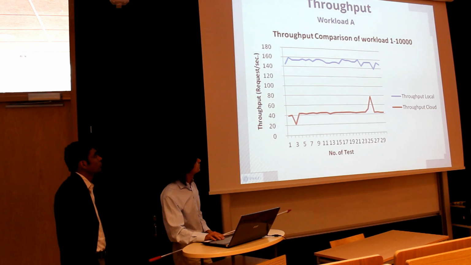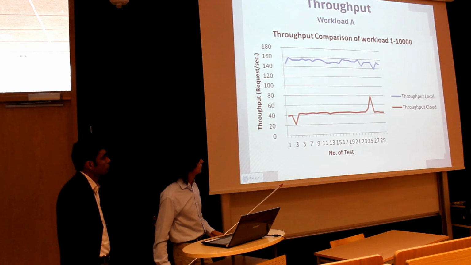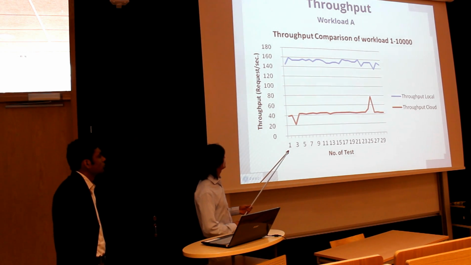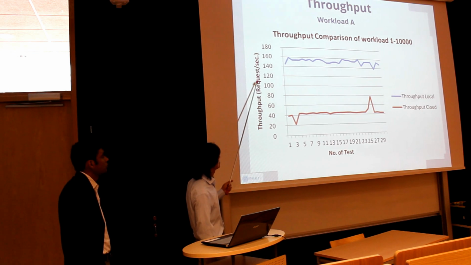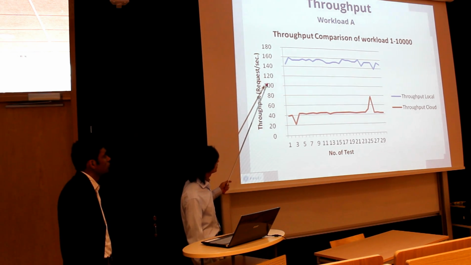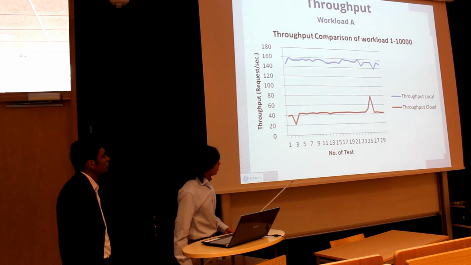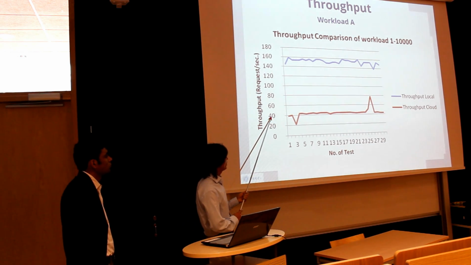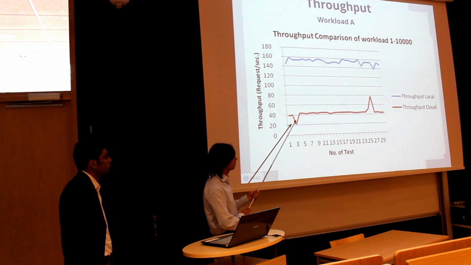And now the results for the throughput, the second parameter that we found in our experiment. Again, these are the number of tests that we have conducted, and these are the throughputs, that is the total number of requests served per second by each web server. So the cloud web server actually served 40 requests per second, in almost all of the tests.